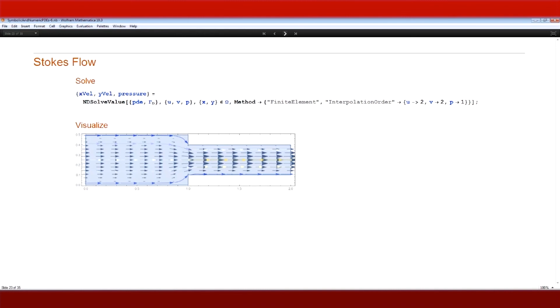And additionally, we specified that the method to be used is a finite element method and specified that the interpolation order for U and V, the 2 dependent variables, is second order, and the interpolation order for P, the pressure, is first order. That is a stabilization technique common in the finite element world. Lastly, there's a visualization of the velocity field of the inflow and the outflow part of the component.